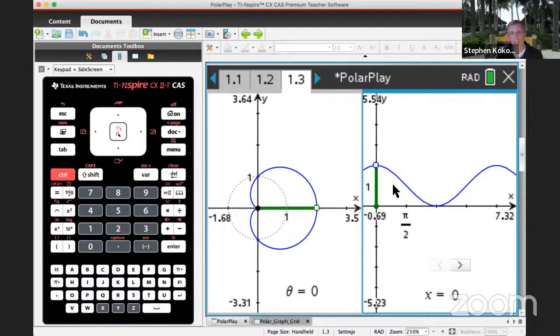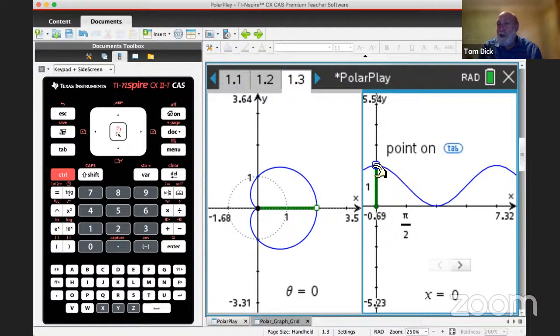For example, I'm seeing here on the right graph, my y value at x equals 0 is 2. Over here, my radial value for theta equals 0 is 2. Also, this is a maximum value for my y. This is a maximum radial value, that cardioid. And if I move this point over to, say, x equals pi.